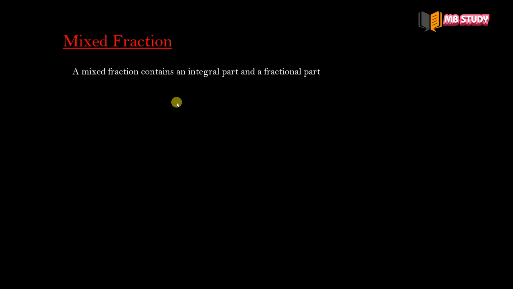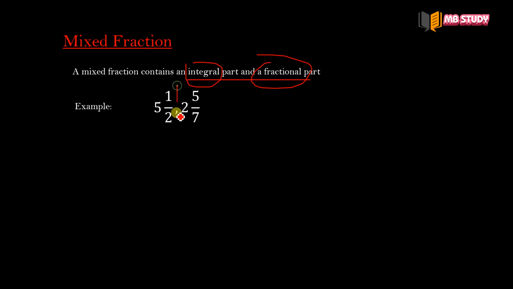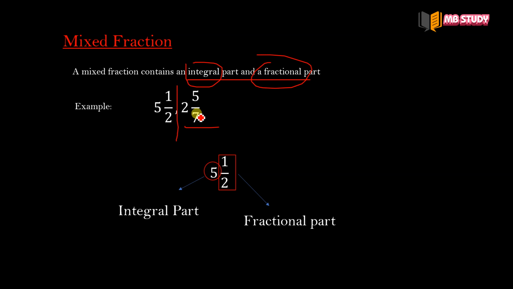Mixed fraction. A mixed fraction contains an integral part and a fractional part. Look at the examples: 5 1 by 2 and 2 5 by 7. In the first example, 5 is the integral part and 1 by 2 is the fractional part. In the second example, 2 is the integral part and 5 by 7 is the fractional part.